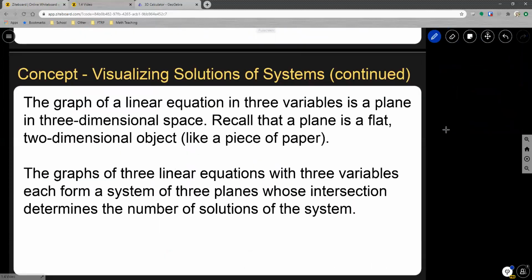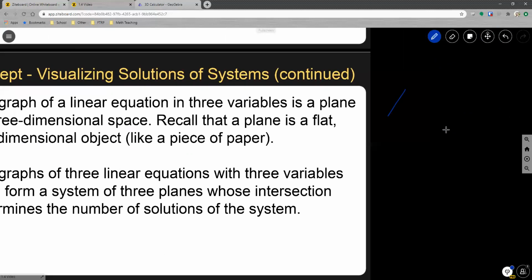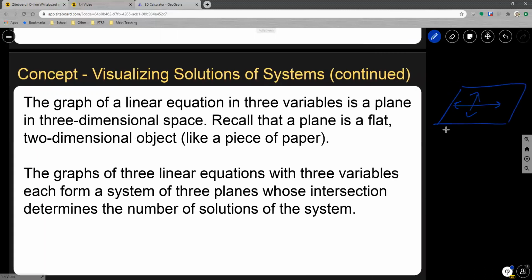Next up, there's 3 pages to this concept. The graph of a linear equation in 3 variables creates a plane. And just as a review, remember from geometry, a plane is just a 2-dimensional object. It's like a flat piece of paper that goes on forever.